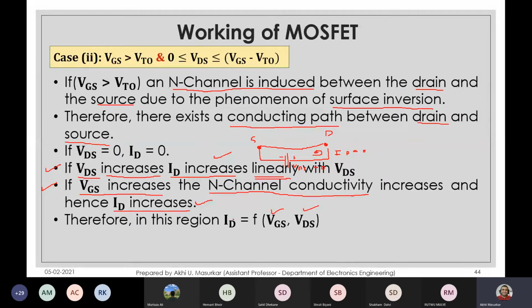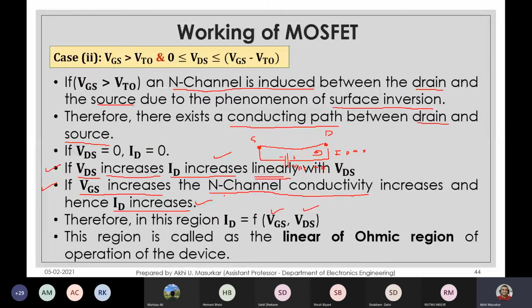That means ID is a function of both VGS and VDS, and this region of operation is called the linear or ohmic region of operation. Ohmic, why? Because mostly we use this condition to operate the MOSFET as a low resistance.